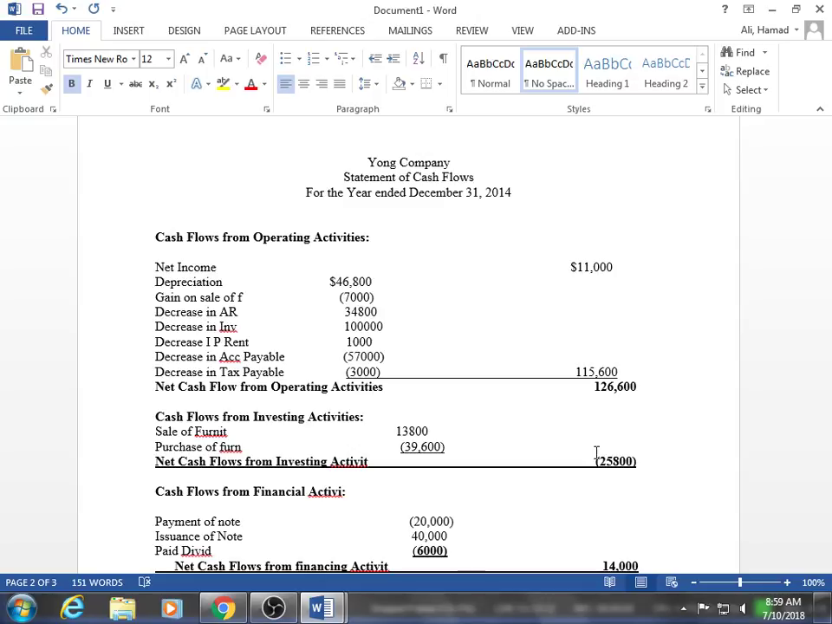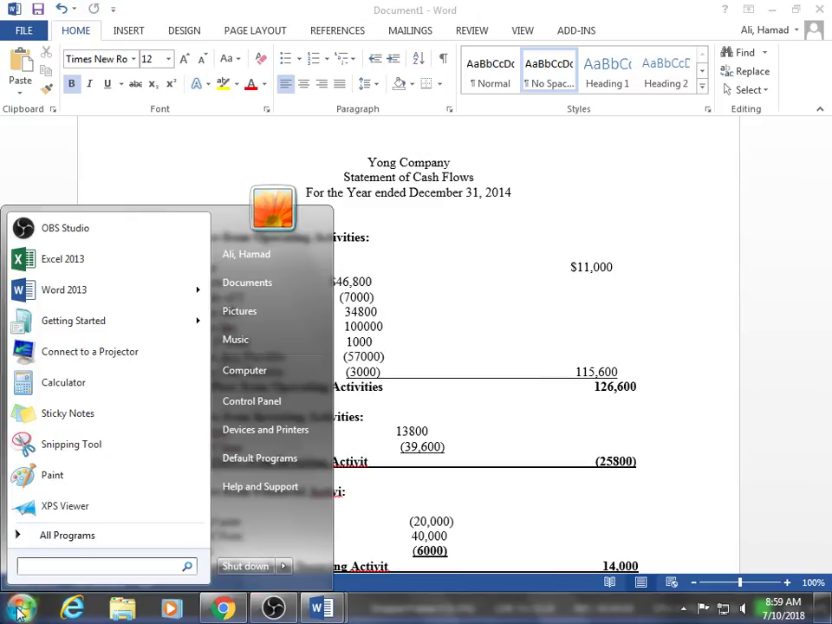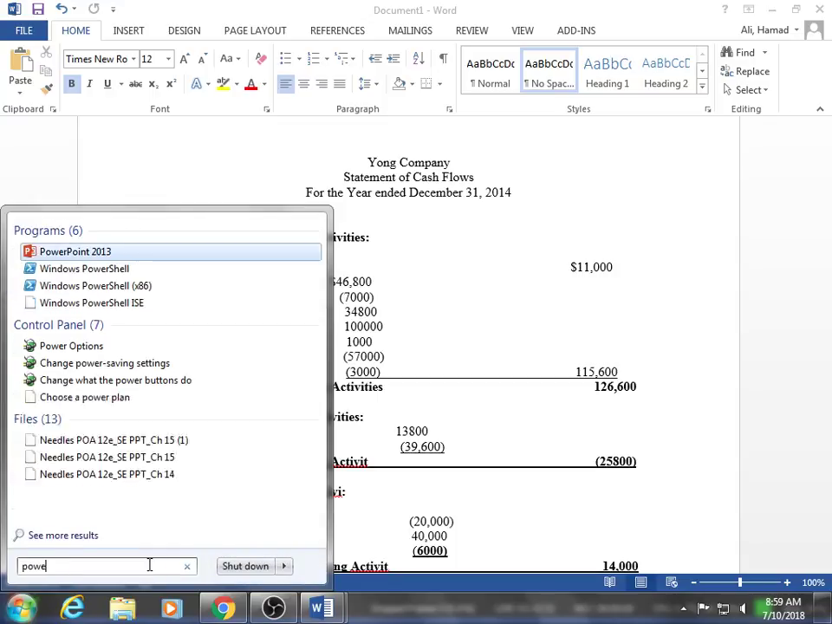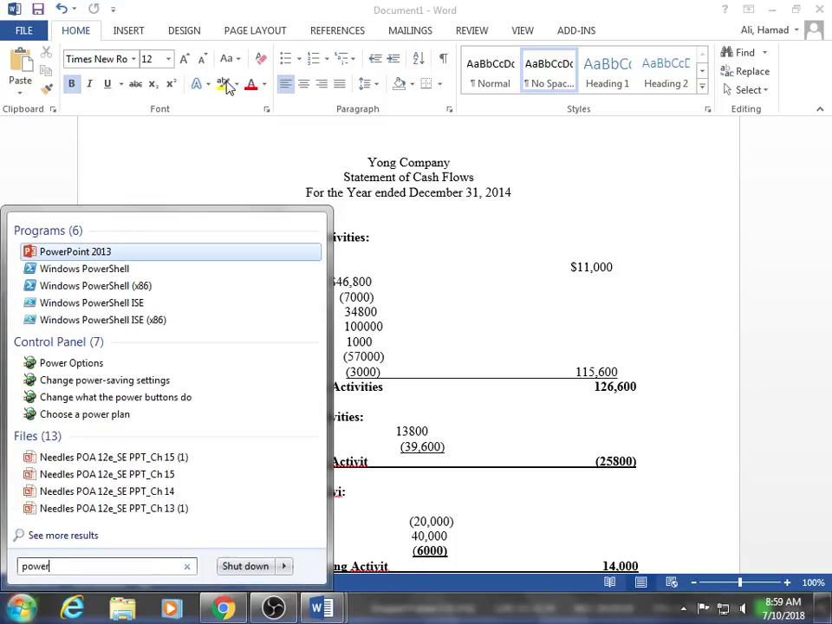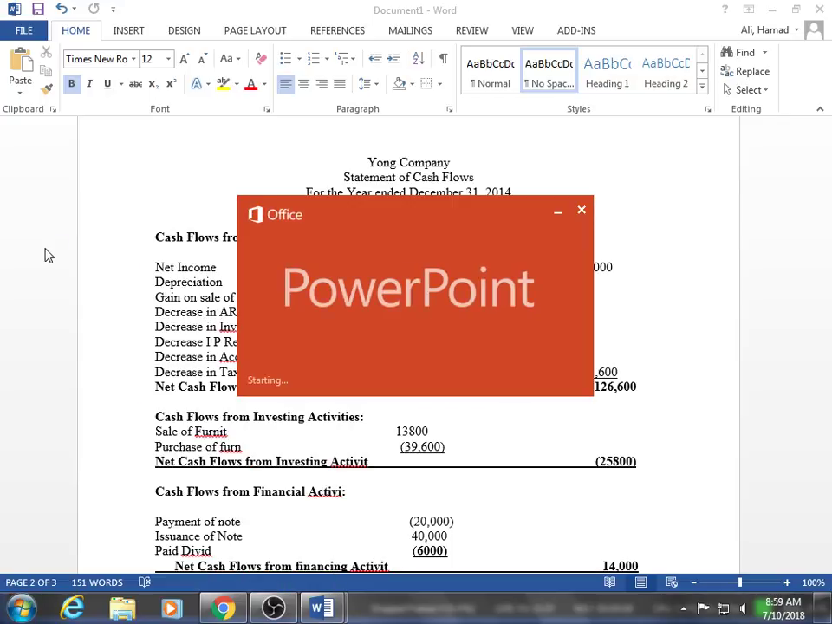Okay, here is the deal. I'm going to do a template. Let me do the template today, and then we will see what we're going to do. So let me go to PowerPoint. That is for chapter 16. All right, PowerPoint 2013.